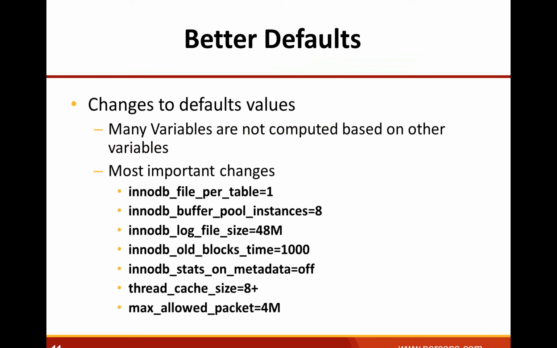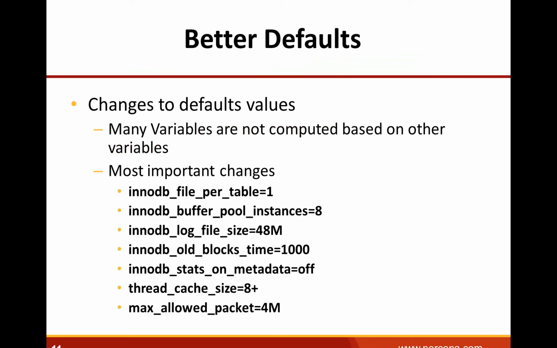Innodb_file_per_table is now the default, which is a very good configuration for most use cases, unless you have a very large number of tables. We have innodb_buffer_pool_instances now 8 by default, which will make MySQL more scalable out of the box for a large number of cores. We have innodb_log_file_size at 48 megs, which is better than the 5 megs it was by default, but that is still a very low log file size for any high volume workload.